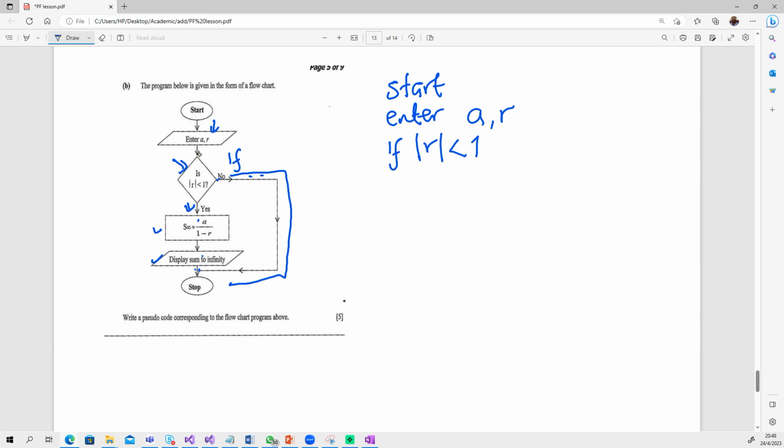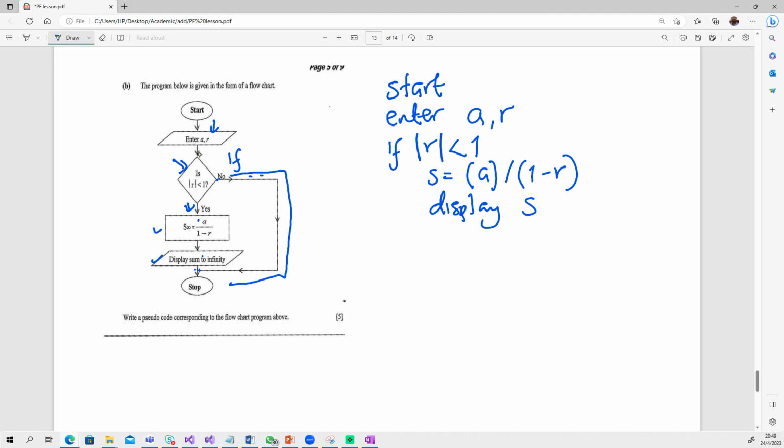So if it's true, what are we going to do? We're going to compute the value of s, so s is equal to the value of a divided by 1 minus r. So this is s equal to a divided by 1 minus r, and after this, what do you do next? You say display the sum to infinity. The sum to infinity here is this s, so you say display s, and that's it.